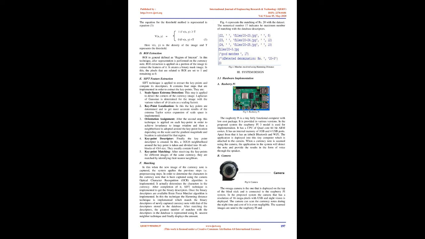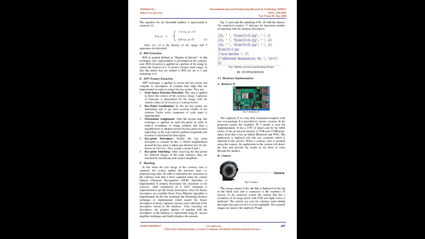It is used to convert the grayscale image received from pre-processing to binary images of 0, which represents black, and 1, which represents white. In this, the pixels are partitioned depending on their intensity value. The equation for the threshold method is represented in equation 3. Here V(x, y) is the density of the image and T represents the threshold.